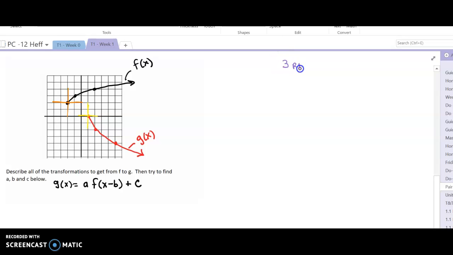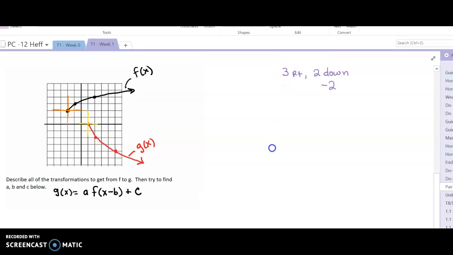3 right, 2 down. Well, the 2 down is easy. That would be minus 2. And the 3 right would be, if we had something like f of x, then we would need x minus 3, so that a positive 3 minus 3 would give us 0 in there. So we've got 3 right and 2 down.